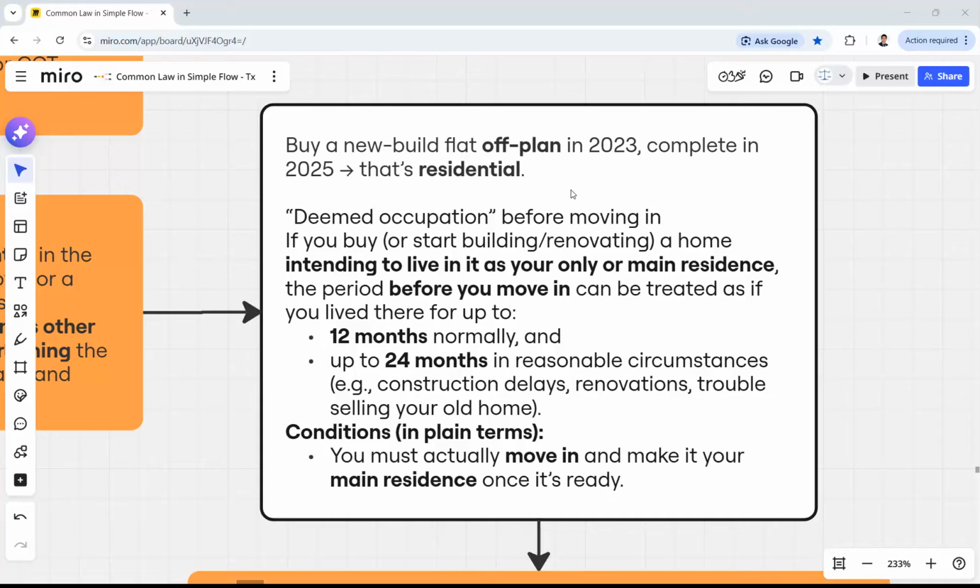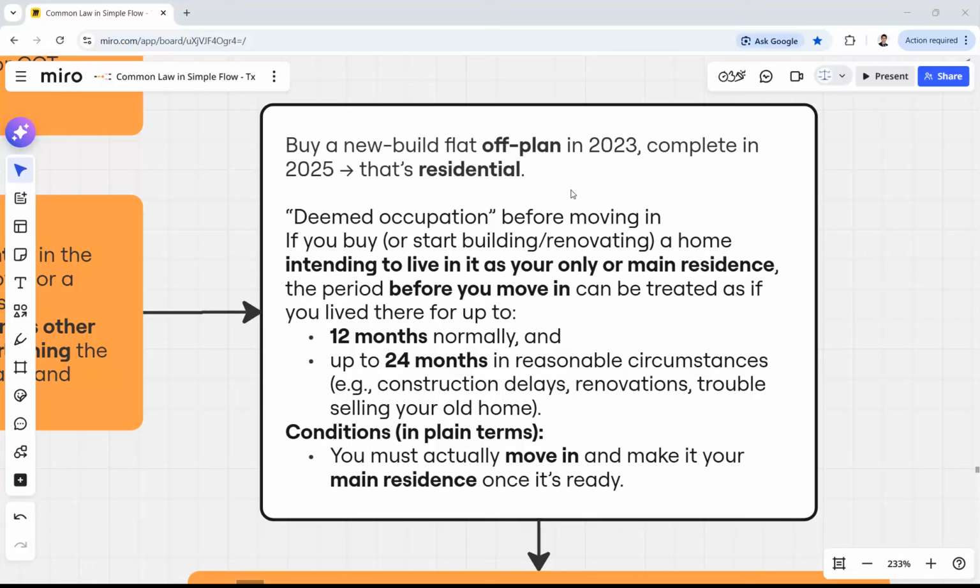If you buy or start building, renovating a home, intending to live in it as your only or main residence, the period before you move in can be treated as if you lived there for up to 12 months normally, and up to 24 months in reasonable circumstances. For example, construction delays, renovations, trouble selling your old home, etc. Conditions: you must actually move in and make it your main residence once it's ready. Now you may not understand why this is important, but in later calculations you will understand.